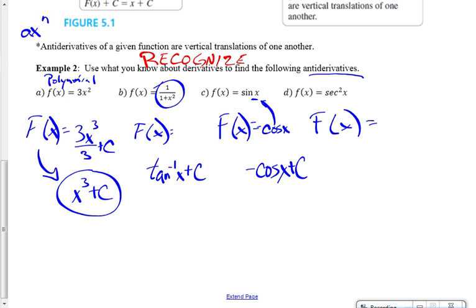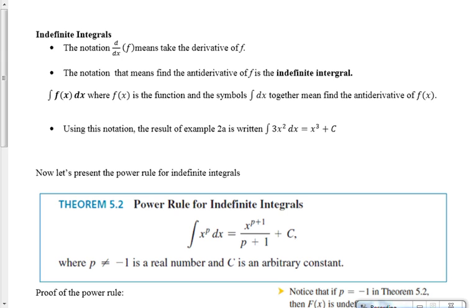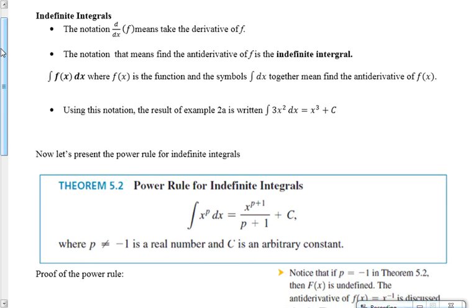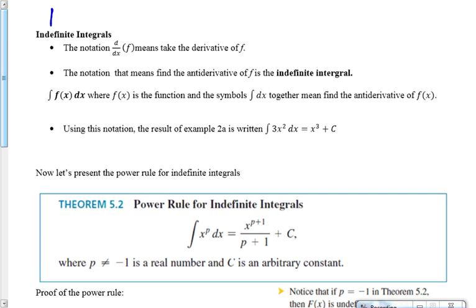And then secant squared, I hope you've all recognized at that point, is the derivative of tan. So the antiderivative of secant squared is tan. Some important relationships that you're going to need to recognize moving forward. One other thing on notation. We already talked about how capital F is used to name an antiderivative.